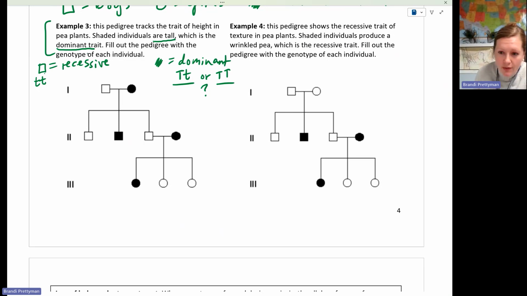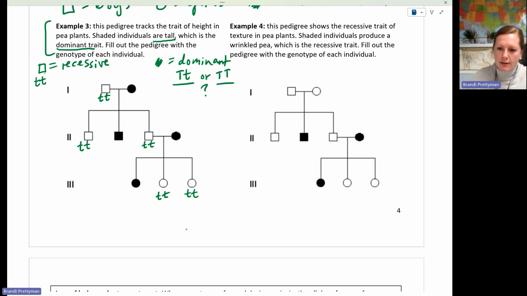So when you're solving pedigrees, the goal is to figure out the genotype of every individual in this family tree. So we start with the easy ones. Every unshaded individual is going to have lowercase t, lowercase t. Doesn't matter if it's a boy or a girl right now. Eventually later in the unit, that will matter, but not yet. We're just starting simple here.